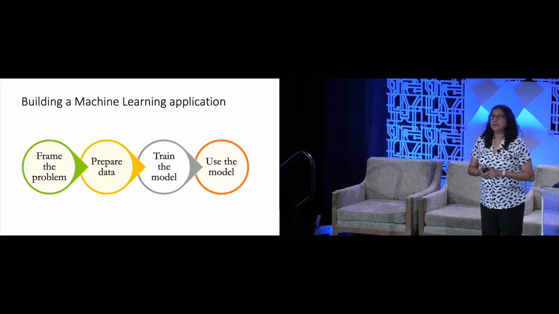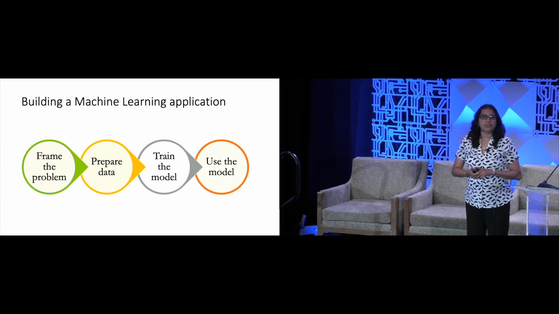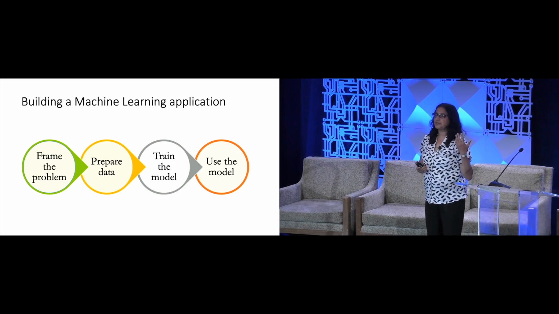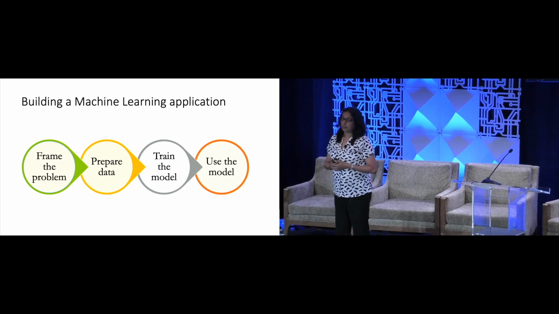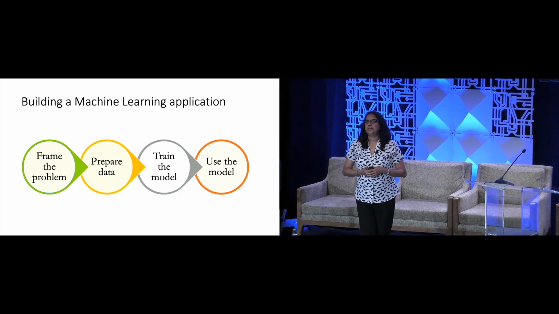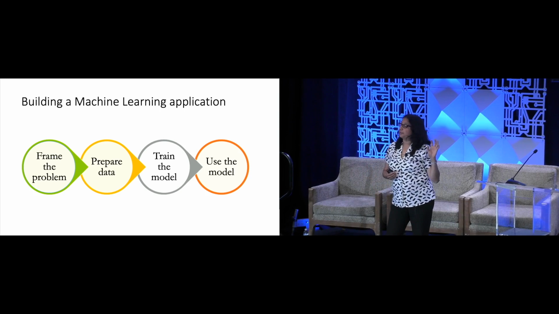What does building a machine learning application involve? So it involves four distinct steps. The first thing is framing the problem, preparing data, training the model, and using the model. We are going to primarily talk about framing the problem and preparing the data, because building the model and using the model is nothing specific to networking. It's pretty much same to any machine learning application you do.